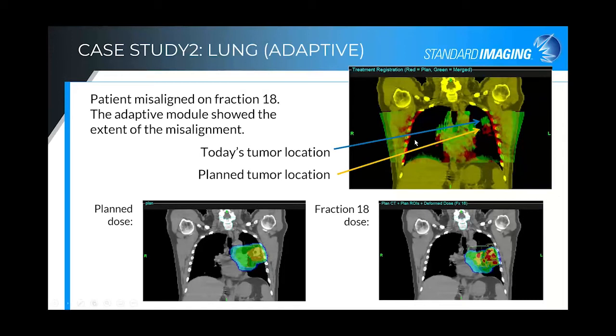And in the upper right quadrant of my screen, you can see the merged CT in green and the planning CT in red. The tumor offset between the planned and the daily position is clearly seen. The two lower images show the planned dose on the planning CT on the lower left, and the lower right graph I think is most interesting. It shows, again, the planning CT and the planning structures with the deformed dose mapped from the daily merge CT. And so one can see, reviewing these structures, the shift in the delivered dose on fraction 18.